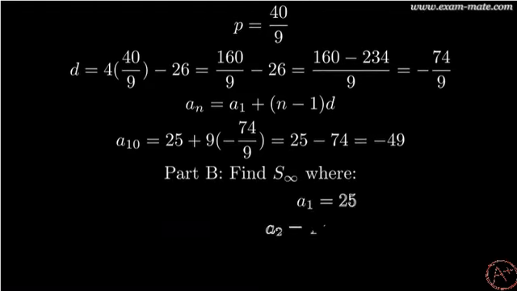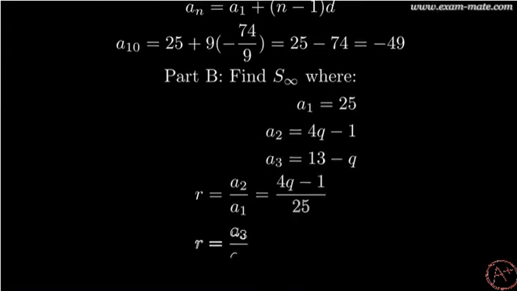Now for part B, we have a geometric sequence with first three terms 25, 4q minus 1, and 13 minus q, where q is a positive constant. We need to find the sum to infinity. In a geometric sequence, the ratio between consecutive terms is constant. Let's call this common ratio r. We can find it two ways, a2 over a1 or a3 over a2.